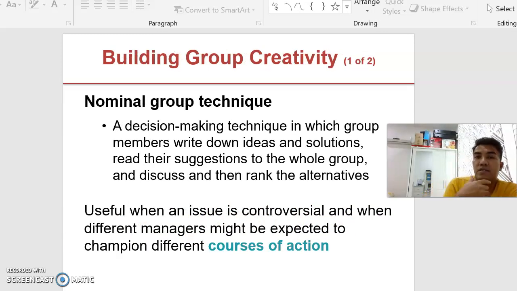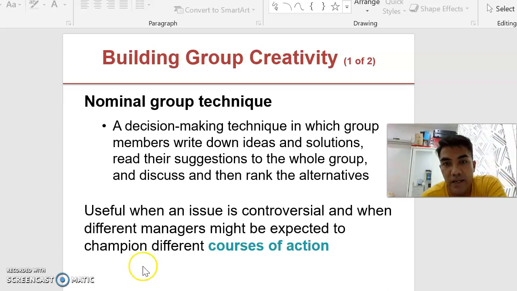And then the next one is the nominal group technique. This is a decision making technique in which group members write down their ideas and solutions, read their suggestions to the whole group, and discuss and then rank the alternatives. It is useful when an issue is controversial and when different managers might be expected to champion different courses of action.